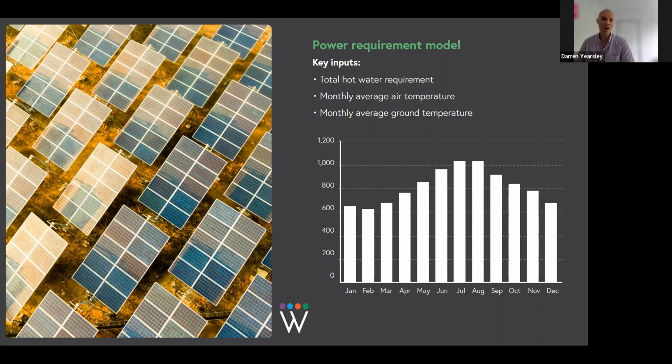So into this power requirement model, we take groundwater temperature, the air temperature, and the total capacity, the total production requirement, and that produces this model. You can see that the total amount of energy required to drive the heat pump is lower in the summer and higher in the winter, so it creates this kind of bell curve. We take that information, that's the input to our model, this power requirement. Then we use that to drive the size of the solar system.